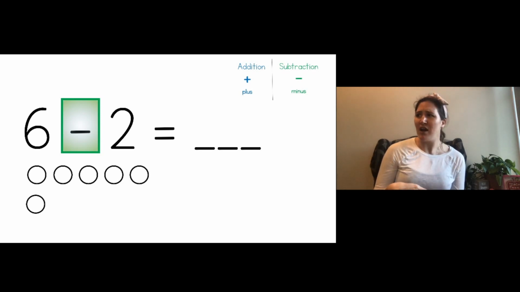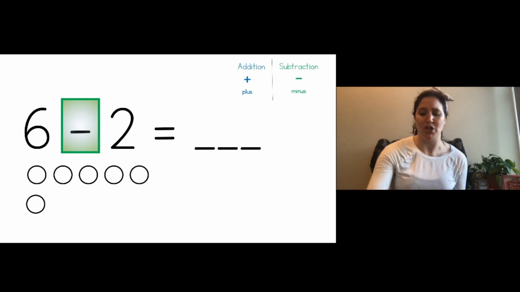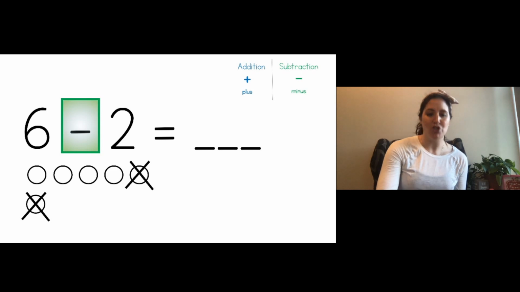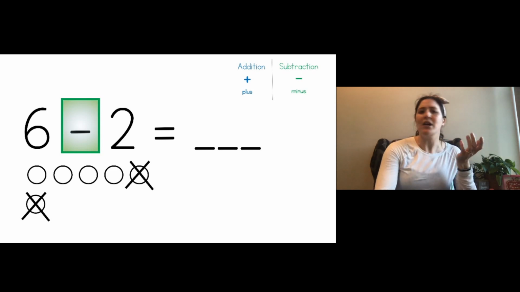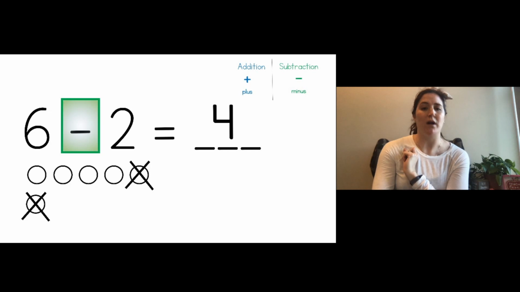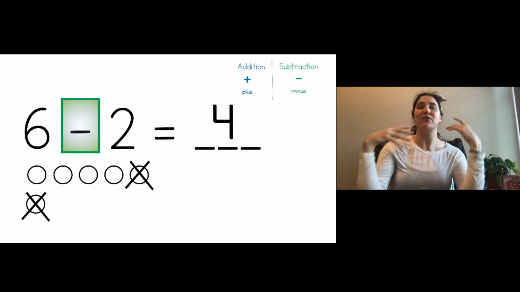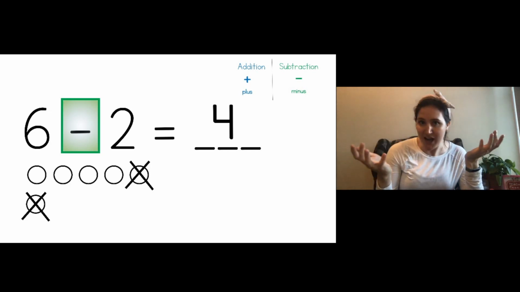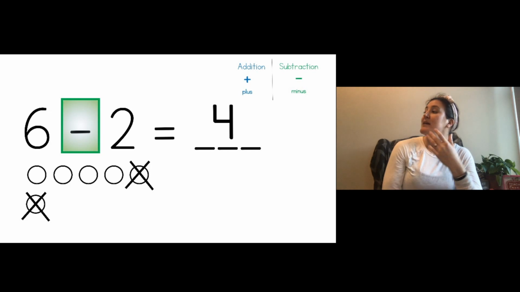How many do I need to cross off? I need to cross off 2. Minus 2. Watch me cross off 2. 1, 2. And then how many are left? What does that equal? I can count. 1, 2, 3, 4. There are 4 circles left. So I can read this whole subtraction number sentence. 6 minus 2 equals 4.